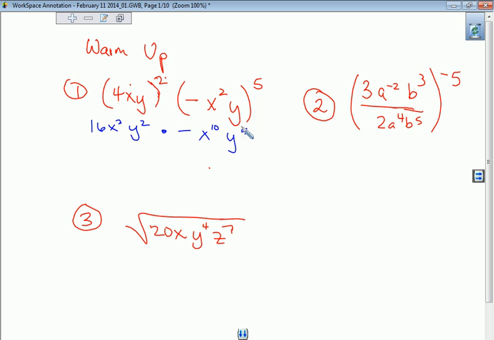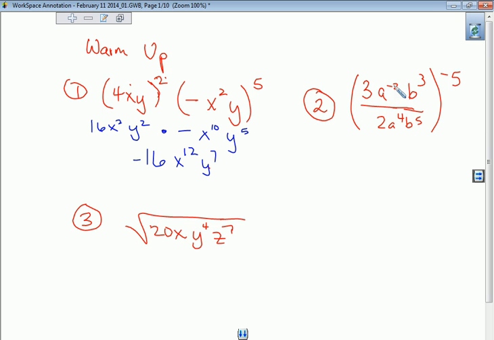Okay, all right. So now we are multiplying these two expressions, and when we multiply, we add the exponents. So a negative times a 16 gives us the negative 16. X squared times x to the 10th is x to the 12th. And y squared times y to the 5th is y to the 7th. So the simplified form of this expression is negative 16x squared y to the 7th.